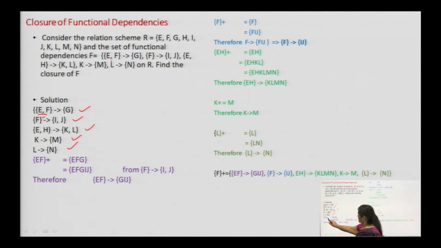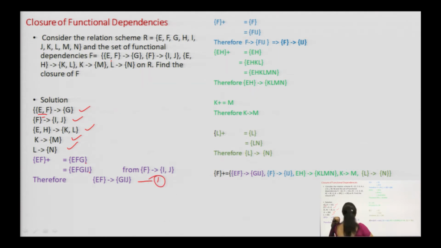So, the closure of E F is E F, because E F determines E F. Then we have that E F determines G. So, we get this as E F G. Now, we have F determines I J. So, E F G was already there. From F determines I J, we get E F G I J. So, we say that E F determines G I J, because E F to E F is a trivial functional dependency. We can just leave it, and we get E F determines G I J.